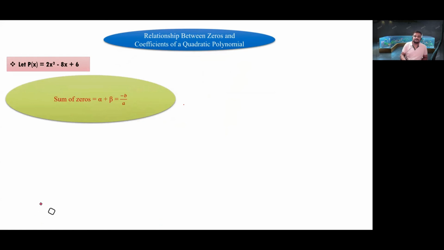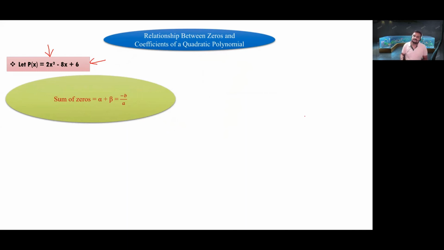Okay, let's see one example now. One example we have taken of a quadratic polynomial. This is our quadratic polynomial: 2x square minus 8x plus 6. First of all I have to find its zeros. How will I find the zeros? Later we will verify the relationship. First we will find the zeros of the polynomial.